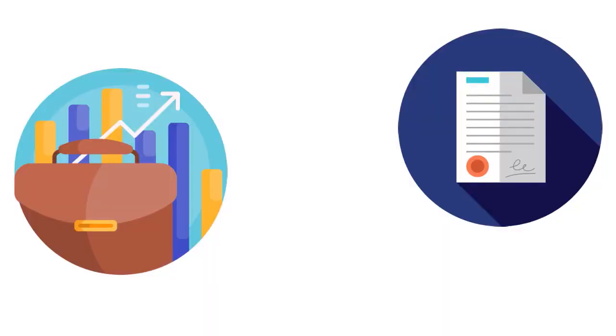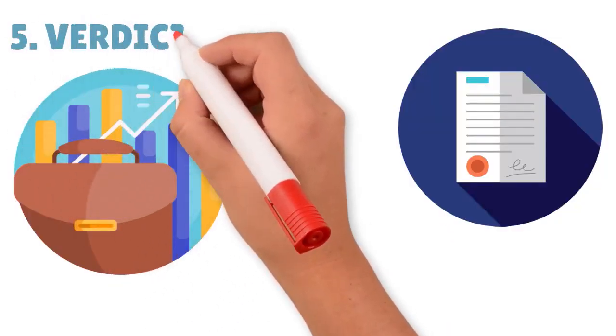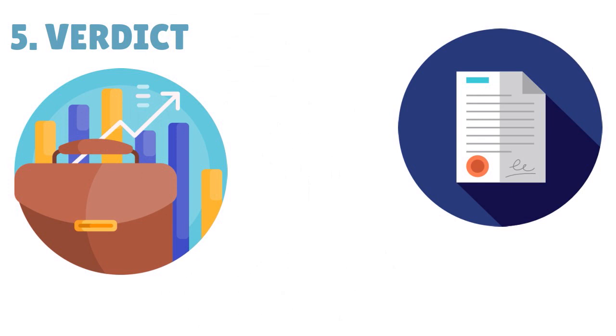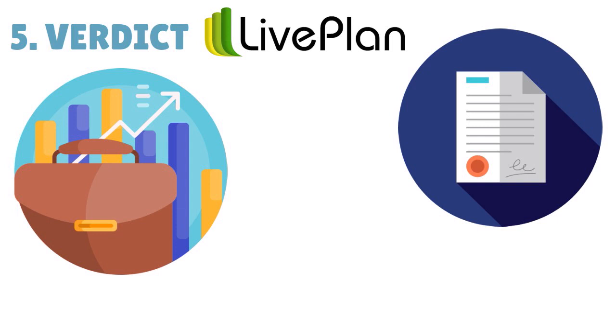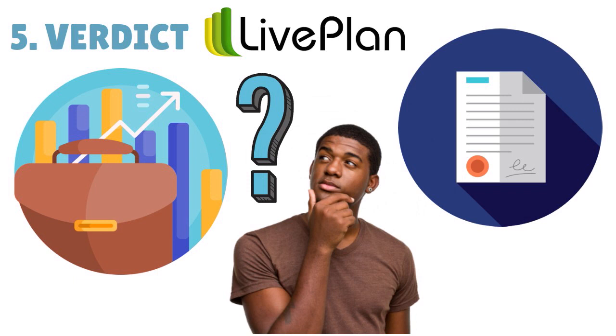So a big question is, which one is better? What is our verdict? LivePlan versus Growthink. Which is better? Now, LivePlan is a business plan software tool for entrepreneurs and small businesses to help create business plans. And while LivePlan is an incredible tool, there are many better and more affordable alternatives in the market. But is it better than Growthink? Growthink is a consulting service. LivePlan is software. You have to ask yourself which one you are interested in.